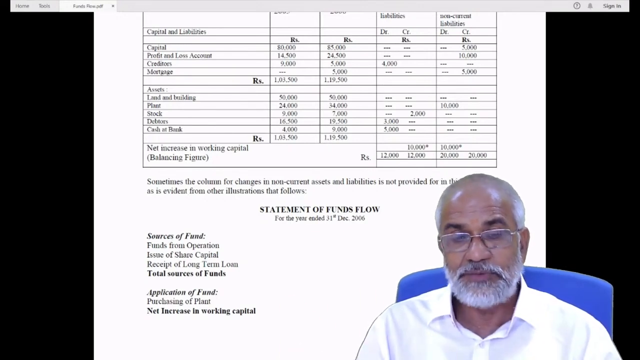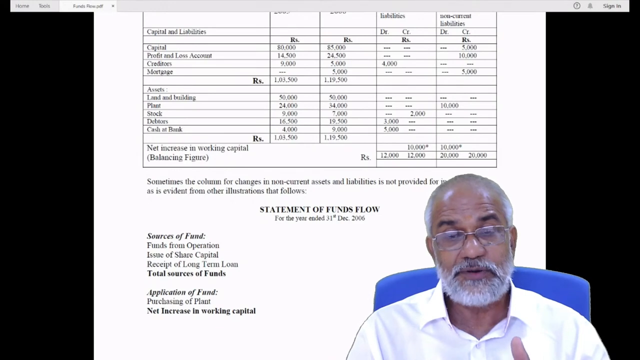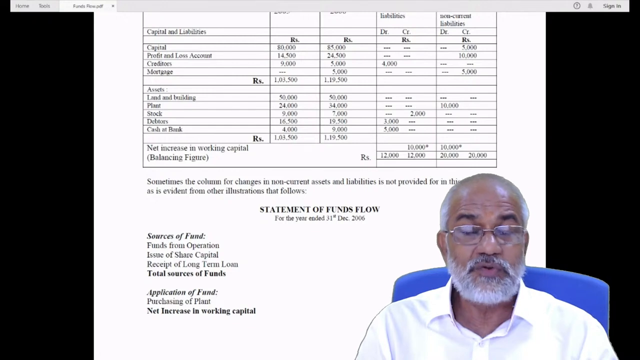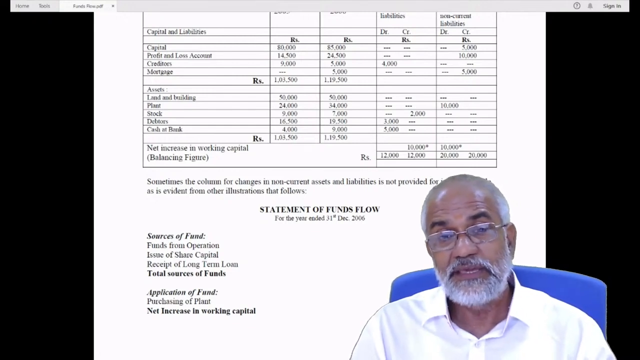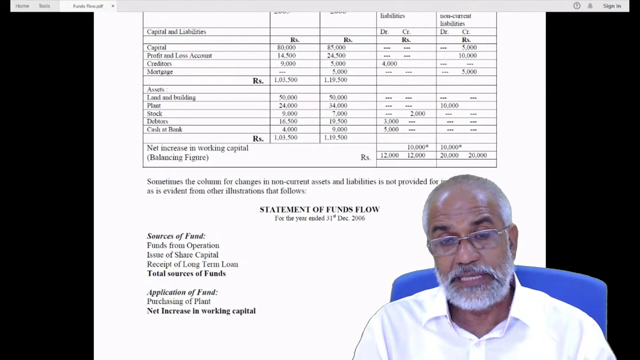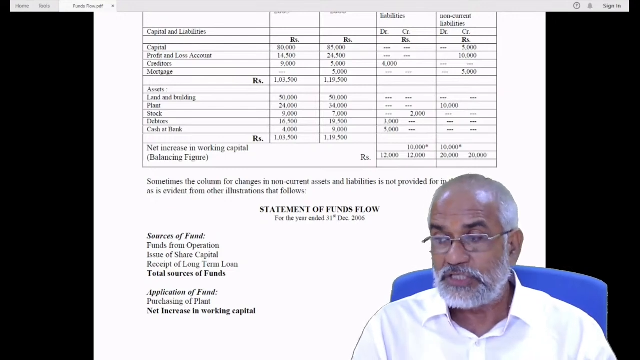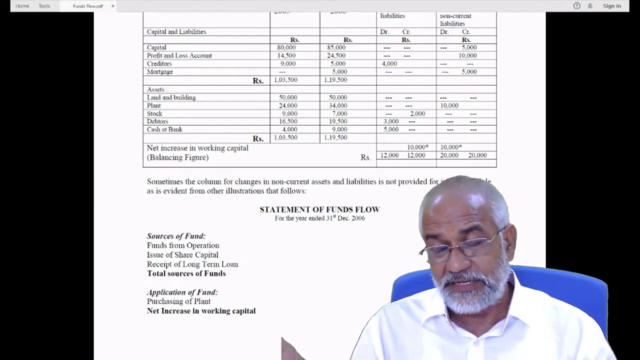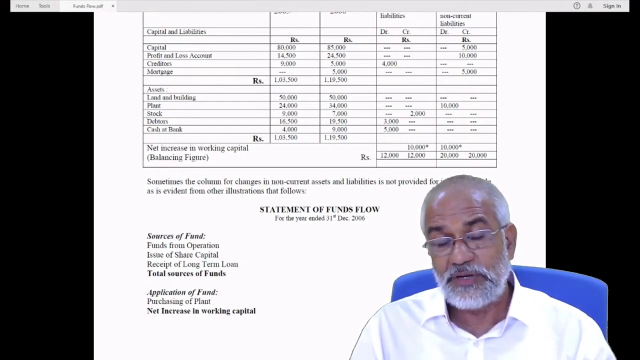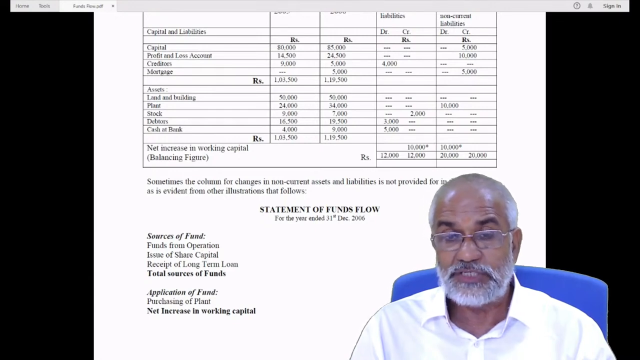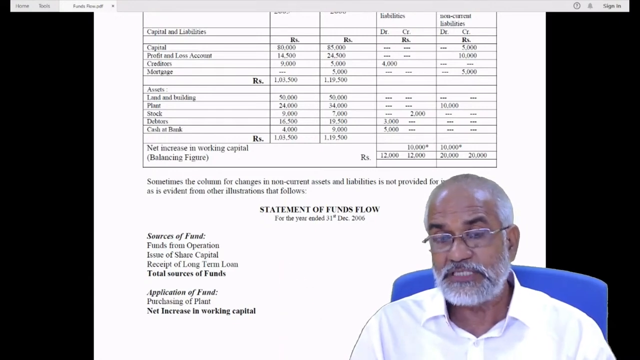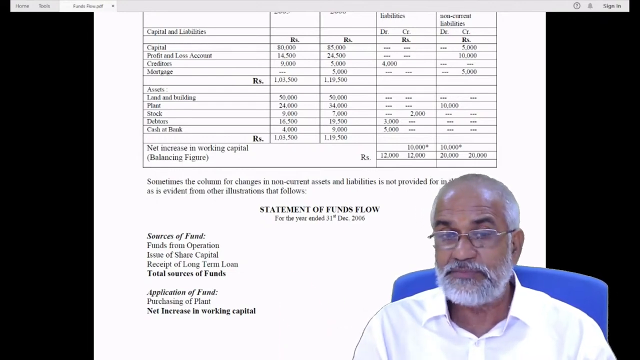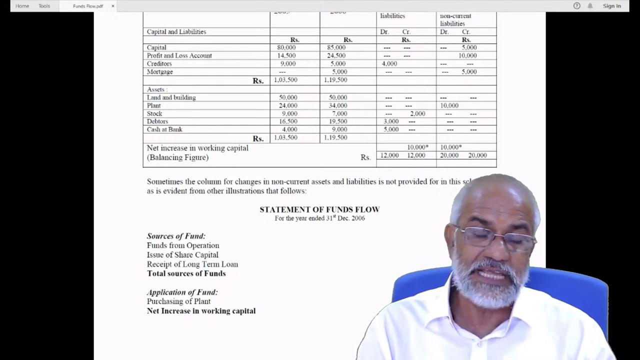Thereafter, the balancing of the memorandum profit and loss account or the adjusted profit and loss account has to be done. If the balancing figure in the memorandum PL account is coming in the debit side, then it is funds lost in operation, FLO. If it is appearing in the credit side, it would be funds from operation. Funds from operation if the balancing figure is appearing in the credit side, funds lost in operation if the balancing figure is appearing in the debit side.